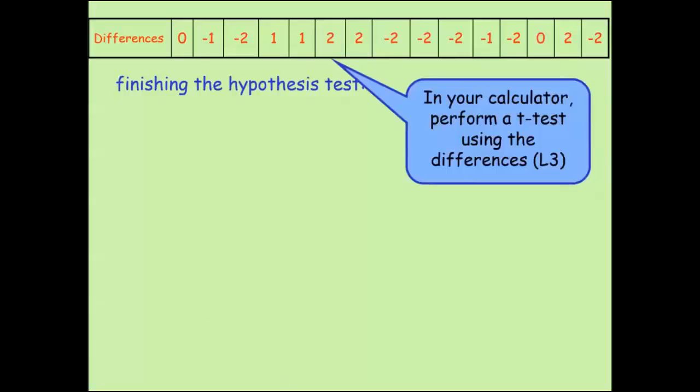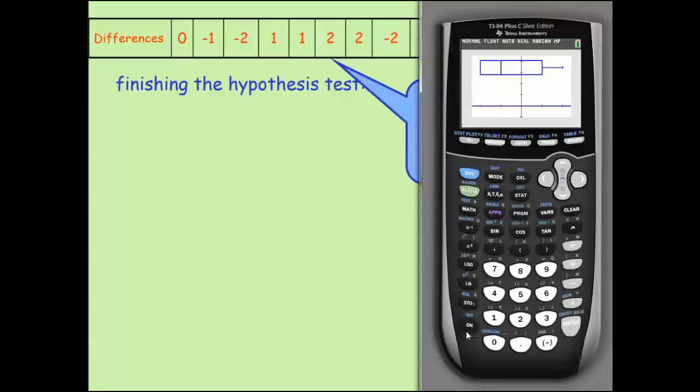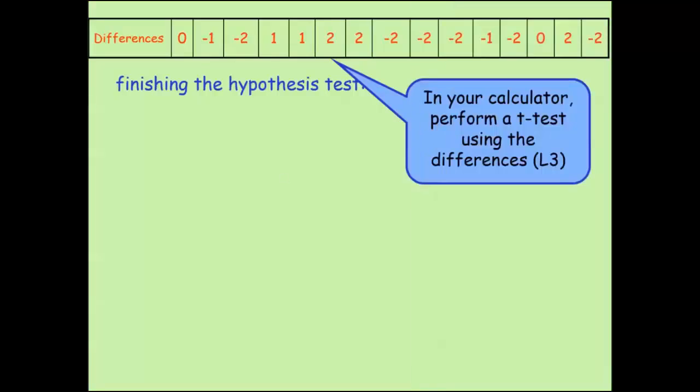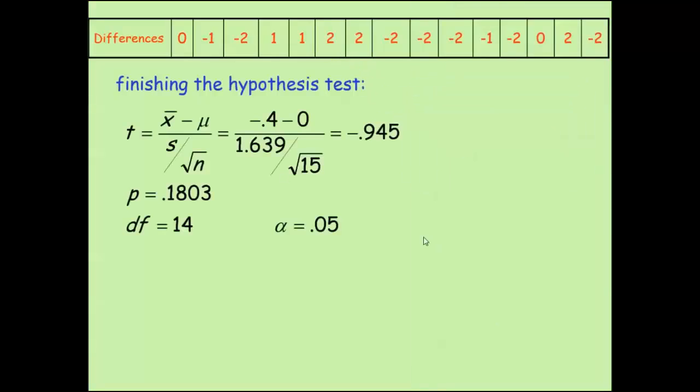So let me go back to the calculator and calculate the one var stats on list 3. It defaults to list 1, so I need to tell it to look at list 3. Then I get the mean is negative 0.4, and the standard deviation of the sample is 1.639. We had 15 numbers, so putting that all together, I can set up our t-score, which works out to be negative 0.945. And then the p-value is based off the tcdf.